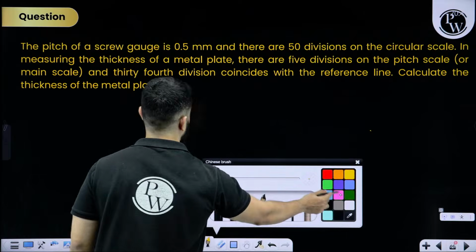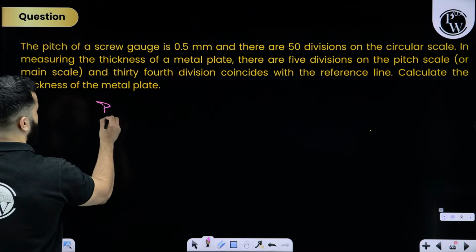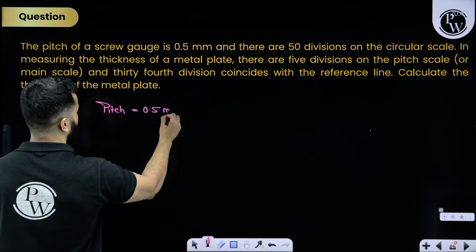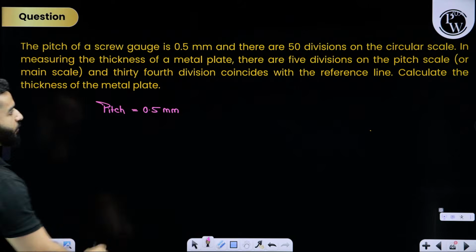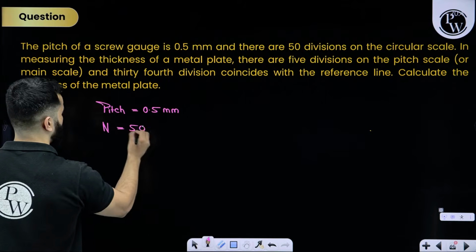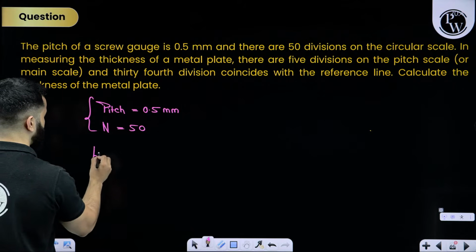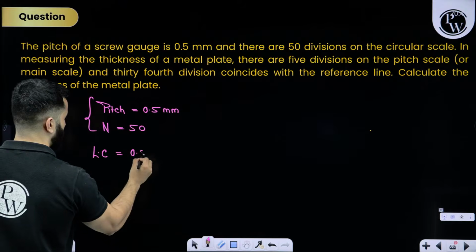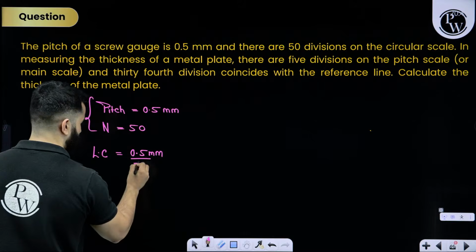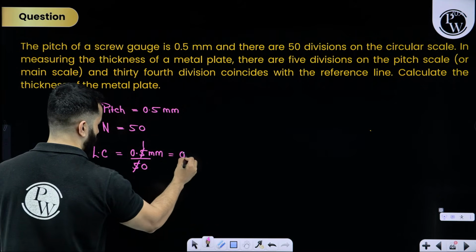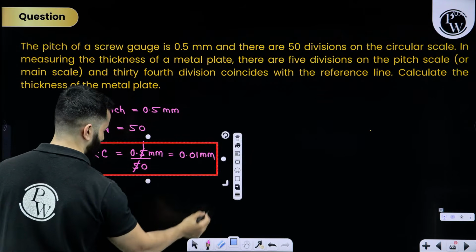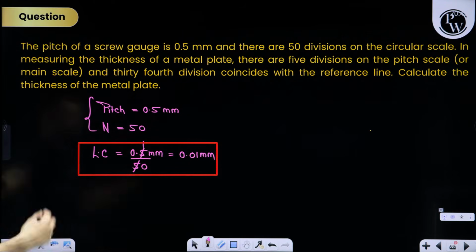Pitch is given. Pitch is 0.5 millimeter. There are 50 divisions on the circular scale. So n is 50. Using this, we can find out least count. Least count will be 0.5 mm divided by 50. Friends, this will become 0.01 mm. Hopefully now in least count you won't be having any doubt. Clear? Now let's write down the reading.